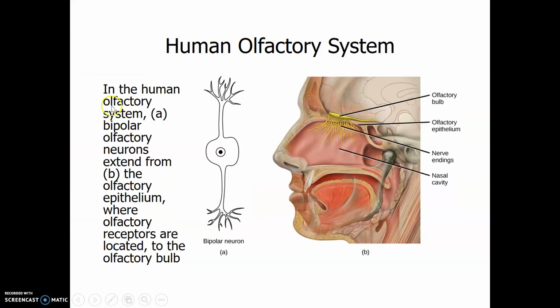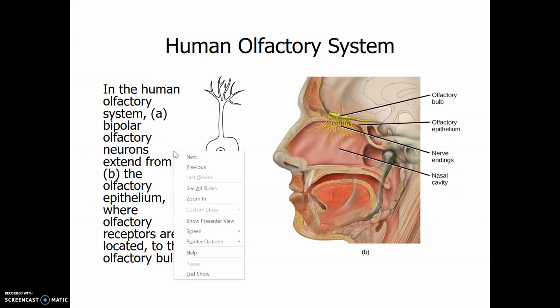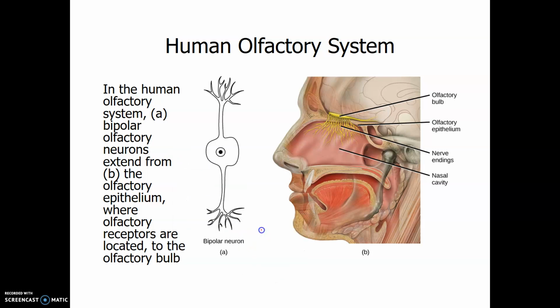Okay, there's not a lot of notes on the olfactory system. Remember, olfaction is the sense of smell, and it's the one sense where the nerve impulse does not travel directly to the thalamus first from the sense organ, or from the sensory receptors.